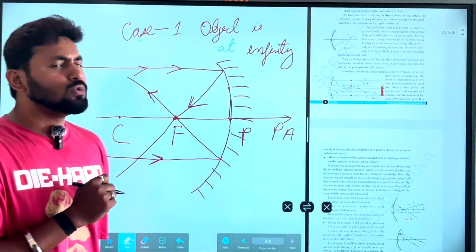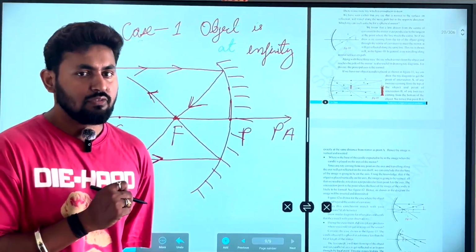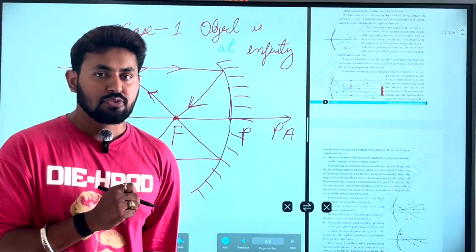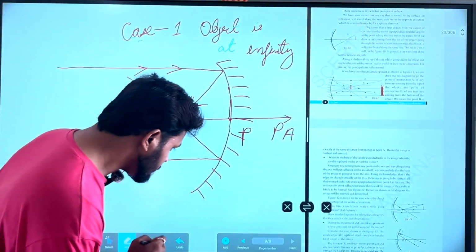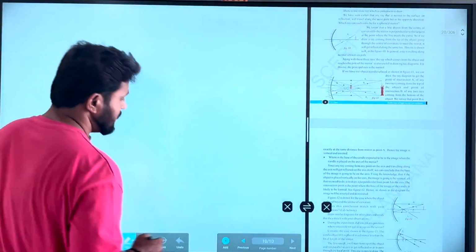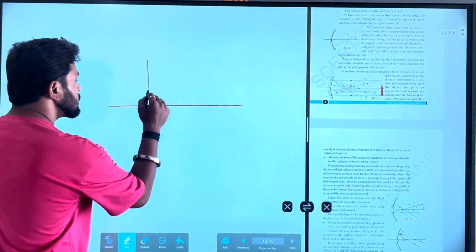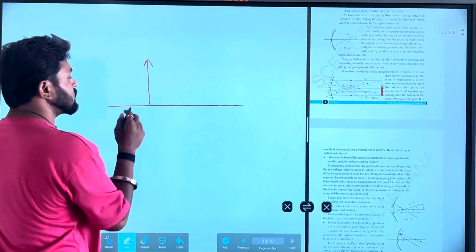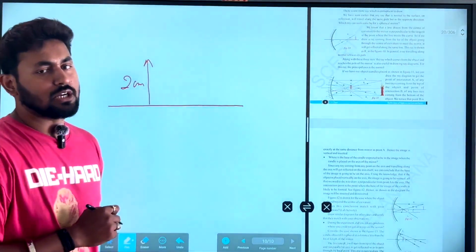Now when do we use this word diminished? When do we use this word enlarged? When do we use this word large? I'll tell you now. Let's say I have an object of size 2 centimeter.